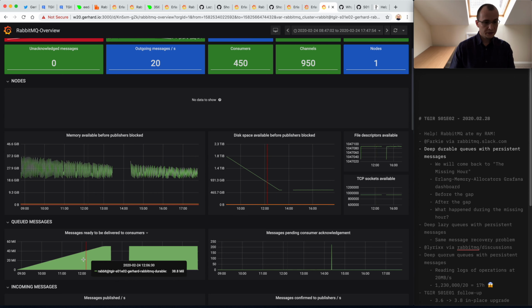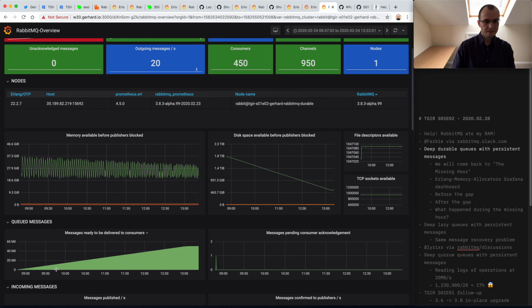So what we are seeing here is a slow ramp up: the number of messages ready to be delivered to consumers goes all the way from 0 to 50 million. This gap is interesting. We'll come back to it a little bit later, but I would like to focus on this first portion, just to understand what's happening here. We can see the disk space available going down all the way from 1.8 terabytes to 500, 600 gigs. That's basically the messages being written to disk.